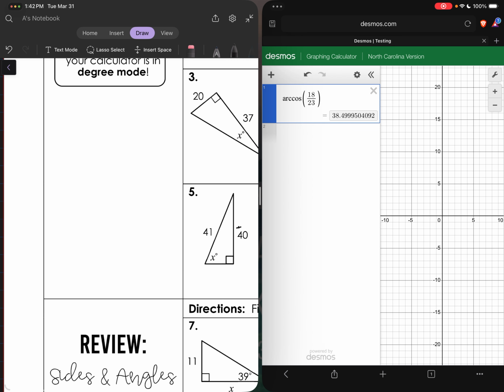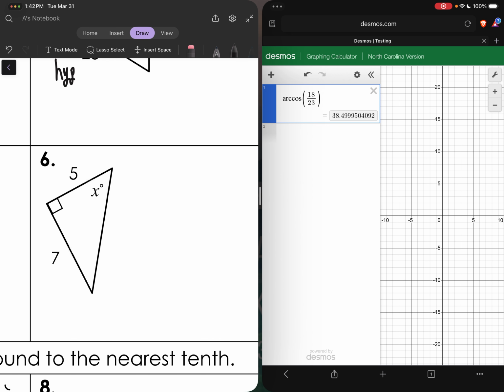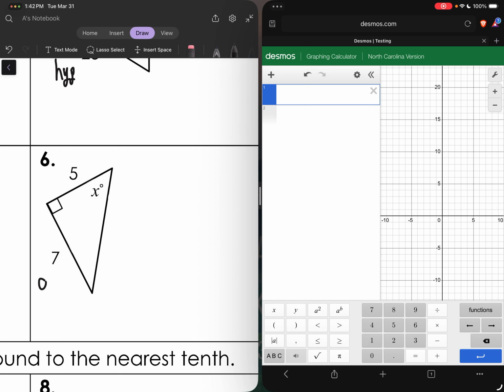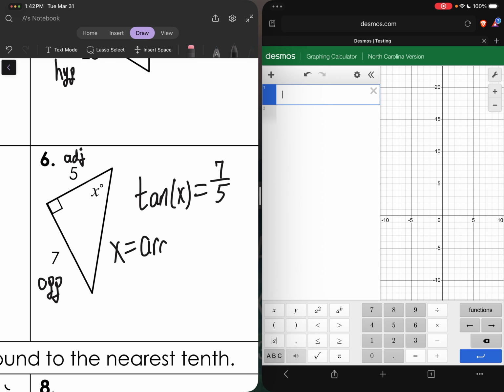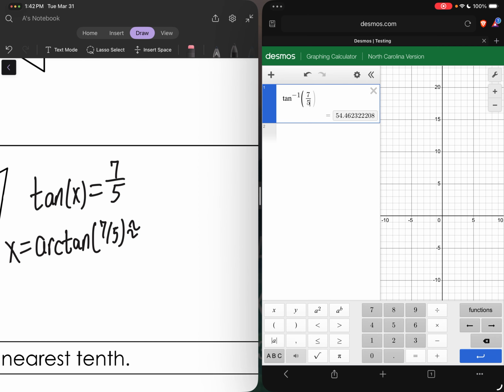Number 6. I have the opposite. I have the adjacent. Remember the ratios. Opposite over adjacent is tangent. So tangent of x is 7 over 5. x is arc tan of 7/5. 54.5 degrees, rounding.